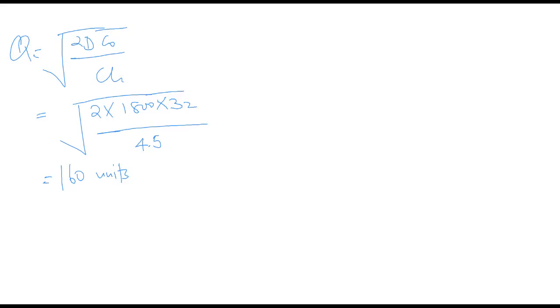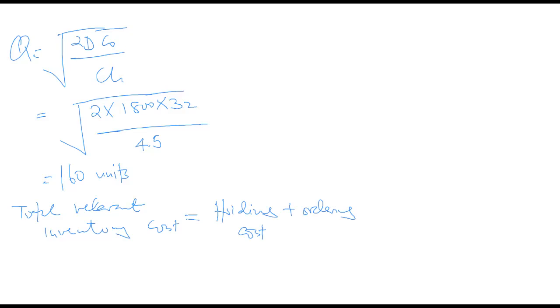Now let's get the cost at EOQ, the total relevant cost. We don't need to include purchase cost in this example, because we don't have discounts, so the price is fixed. It doesn't matter. The total relevant inventory cost is equal to holding cost plus ordering cost. Holding cost is Q divided by 2 for the average inventory, times holding cost per unit per year, plus the number of orders per year multiplied by the cost per order.